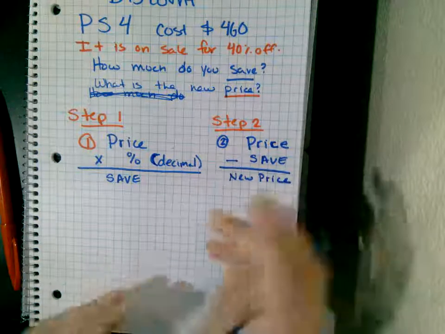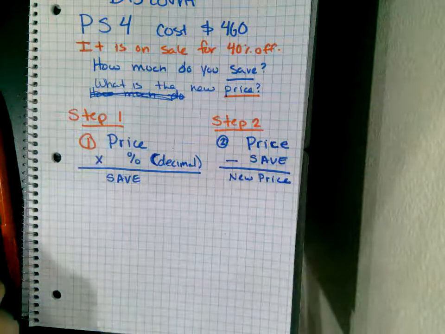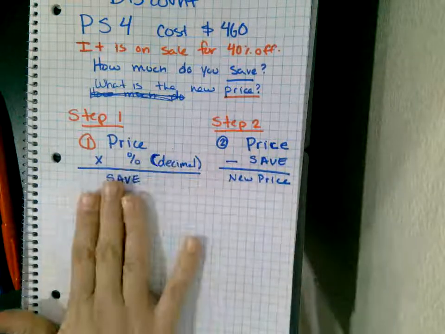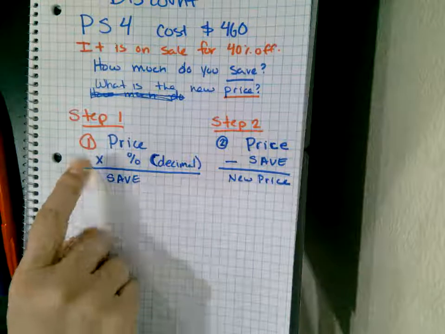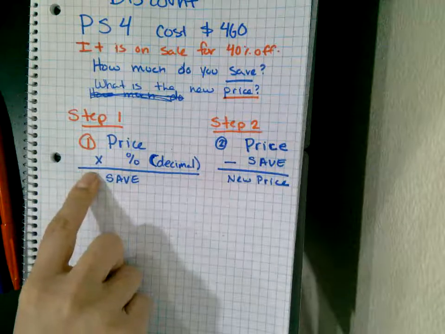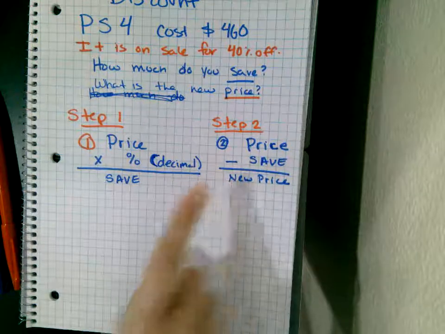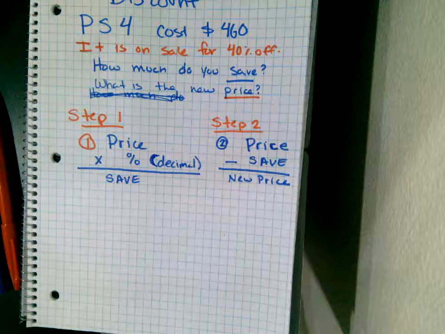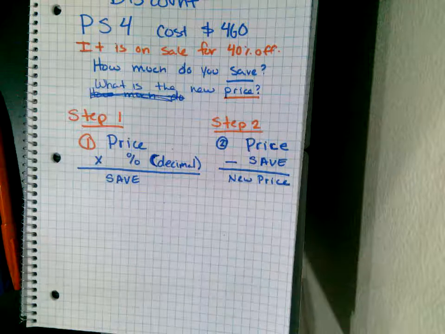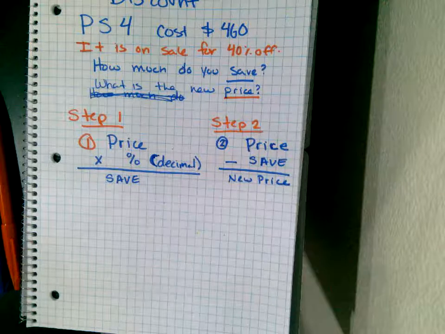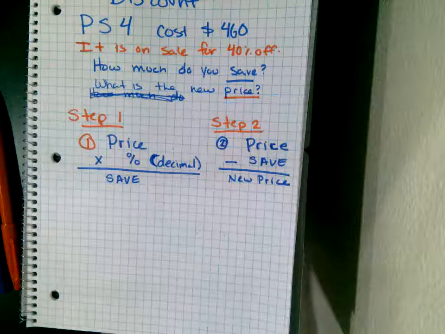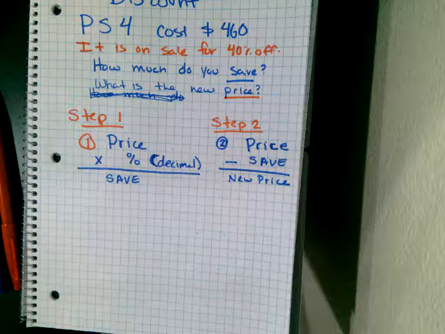price. Make sure you're writing this down, everybody. It's super important. I'm literally telling you what you're always going to be doing with the discount problems. Step number 1, multiply. Step number 2, subtract. All right. So you're always going to do this for discount, okay?